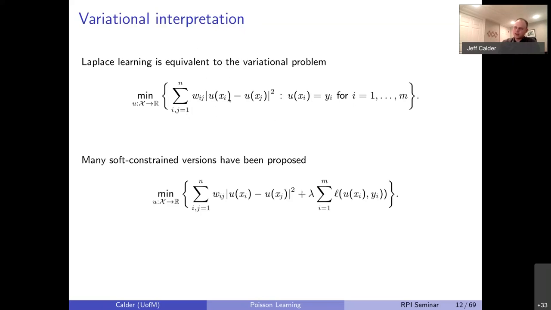Of course, there are soft-constrained versions. Here I'm forcing the labels to be attained. You can also have soft-constrained versions of this, which are better if you have noisy labels, let's say. You can add some fidelity term in place of the hard constraints, and you can put any loss you like here. So there are lots of algorithms that have been proposed along these lines.